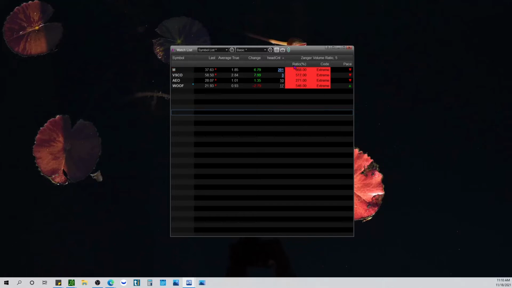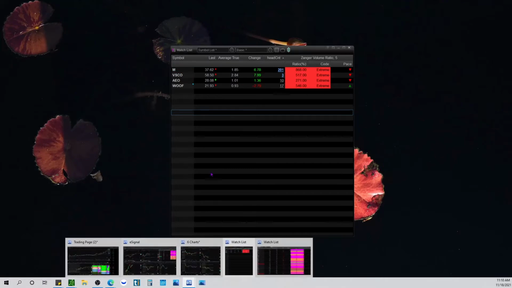But all you need to know is that there is extreme volume, which gives you the potential to run through this ATR window. So now I'm going to open up the chart. Let me get my eSignal trading chart.